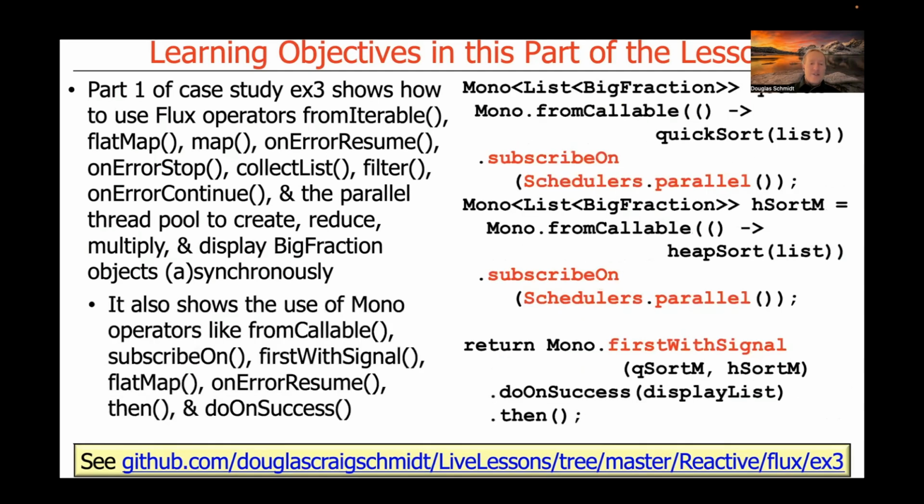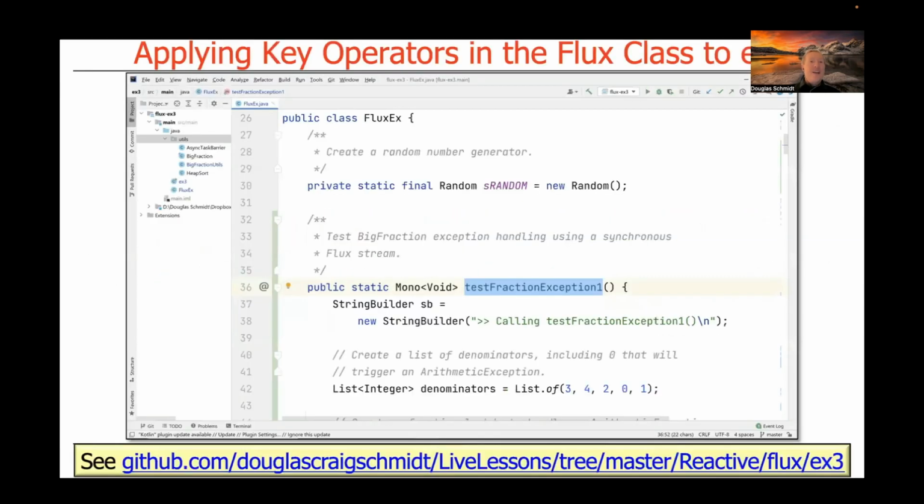And so, as usual, we also show off some Mono operators as well as some operators that come from things like the Project Reactor Schedulers class. And as always, you can find this in my GitHub repository. This time it's the ex3 project in my Reactive Flux folder in my LiveLessons GitHub repository.